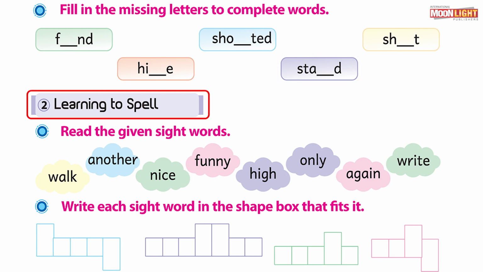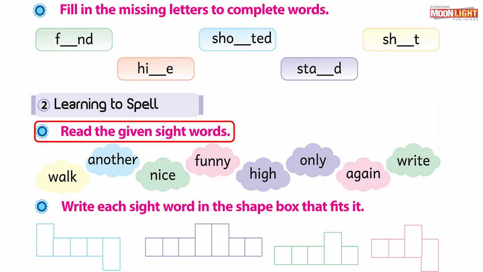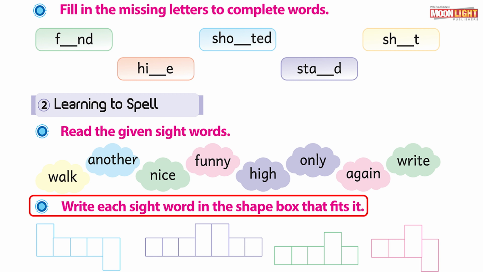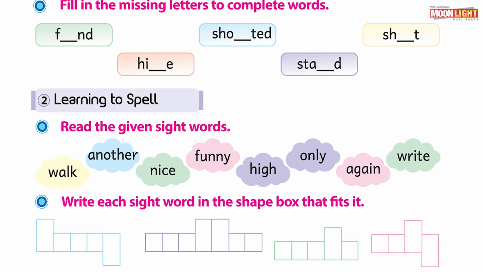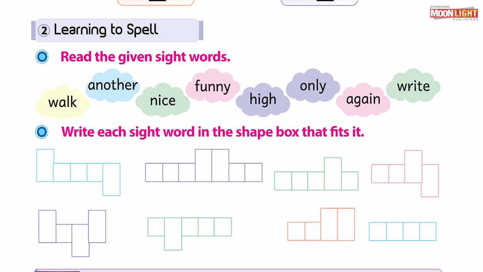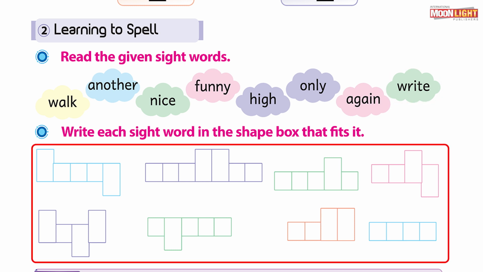Now it's time to move towards the next category, and that is learning to spell. There are some sight words. Below them, you have been given some boxes. I am going to say all these sight words and you all are going to decide the relevant box for each word. The words are walk, another, nice, funny, hide, only, again. And the last word is write. Write all these sight words in the relevant boxes given in your book.